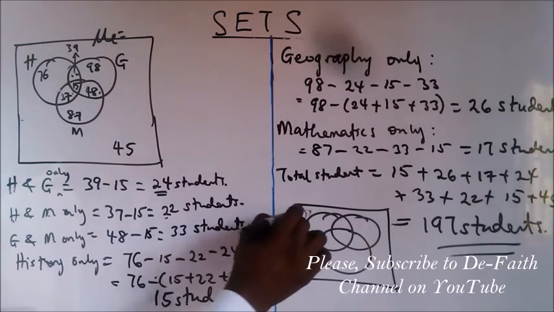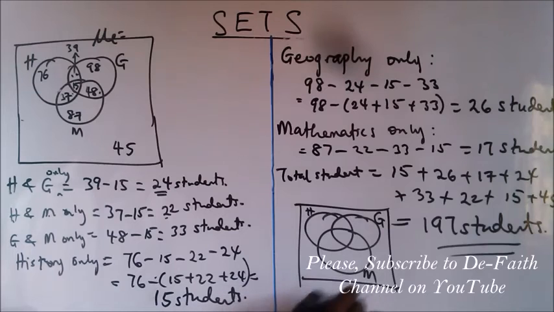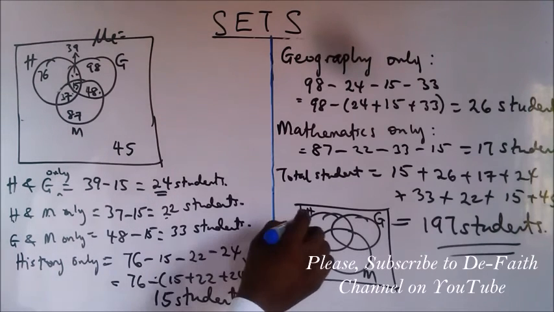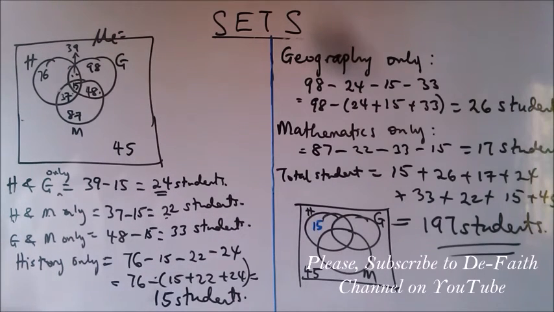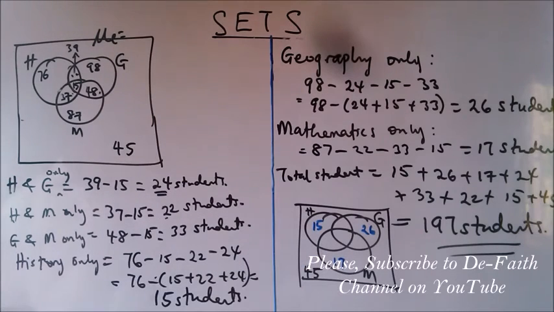And so here is history, geography, and mathematics. We have 45 that do not like any of the 3 subjects. We have 15 students for history. For geography, we have 26. For mathematics, we have 17 students only.